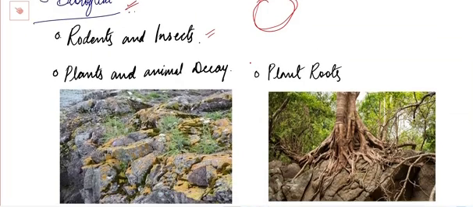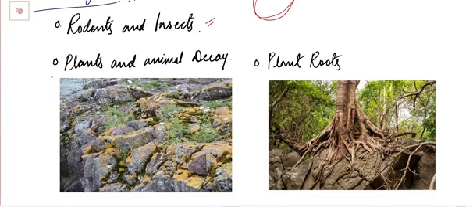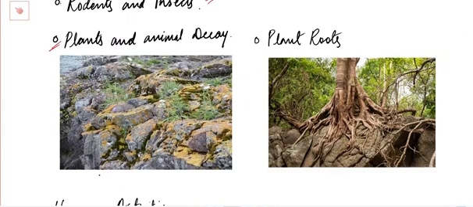And let's say the other thing is plants and animal decay. Plant and animal decay reacts with the rock and weakens the strength of the rock, and the rock is weathered. As we can see here in this figure, these are, I can say, decayed plants which reacted with water, which reacted with the rock, and weathering takes place.